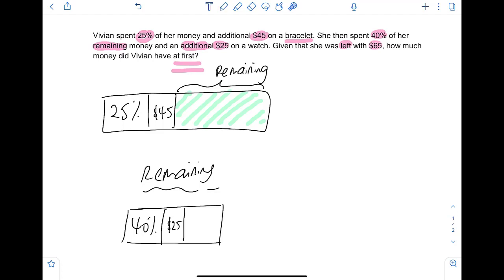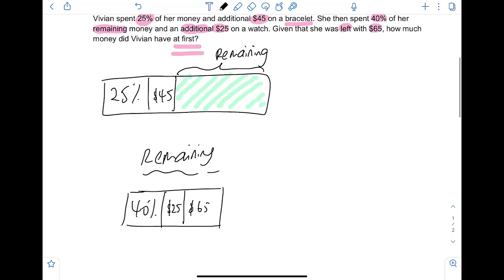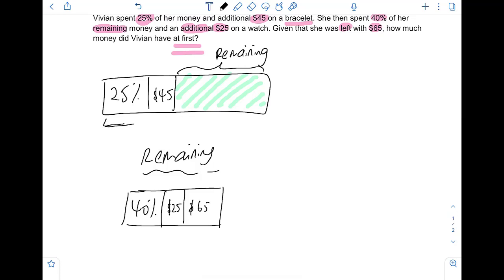She was then left with $65, which means over here is $65. How much money did Vivian have at first? So going back to the original model, they want to know what is the total amount at first. So we talk about the remaining first, because we have the entire information about the remaining block of the model. We know that 40% was spent, and she also spent an additional $25. She's left with $65, which means that the entire thing for the remaining will always be 100%.